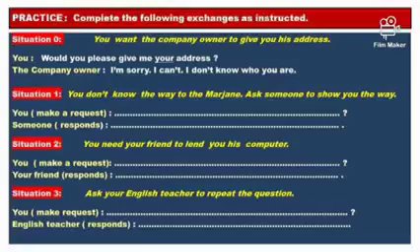In situation number 1, you don't know the way to the Marjan. Ask someone to show you the way. For example, could you show me the way to the Marjan? Someone, yes, sure. And you complete the sentence.